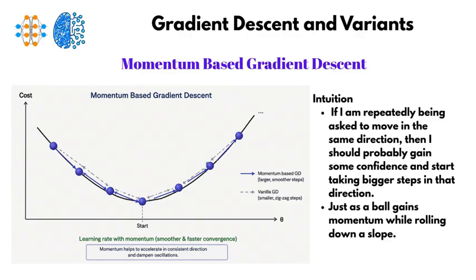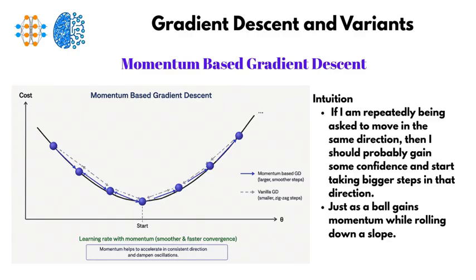Think about a ball rolling down a slope. As the ball moves downhill, it gains momentum. If the slope continues in roughly the same direction, the ball does not stop and restart at every point. Instead, its previous movement helps it continue forward. Momentum-based gradient descent works with similar intuition. If the optimizer is repeatedly being pushed in the same direction, we can gain confidence in that direction and gradually take larger and smoother steps.